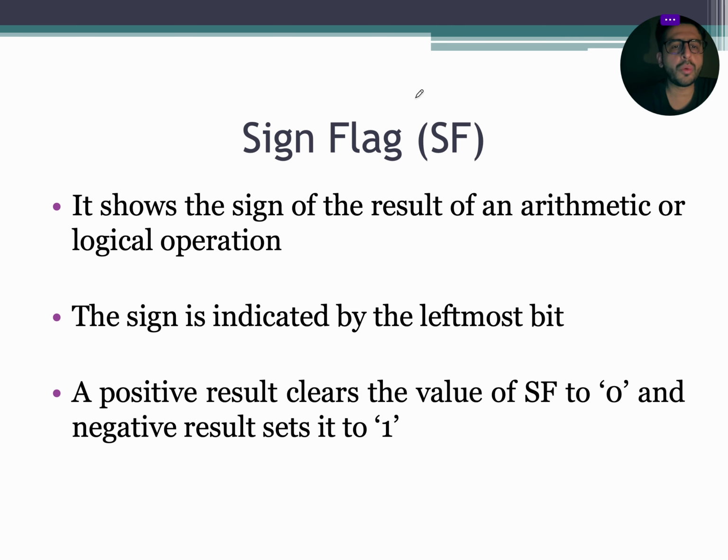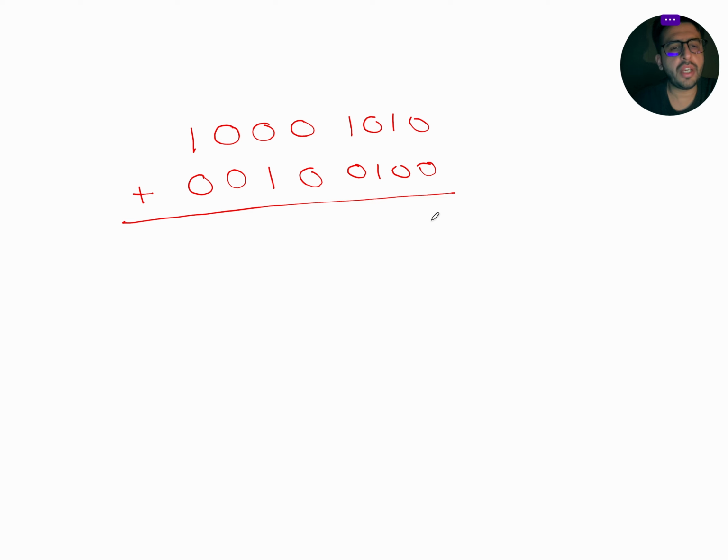Let's consider the following two examples. In this example, we are utilizing the sum operation. So after any arithmetic and logical operation, you need to focus on the leftmost bit. This leftmost bit is known as the sign bit. The value stored in the sign bit is directly copied into the sign flag. So the sign flag becomes 1. So this result indicates that the achieved result is a negative number.